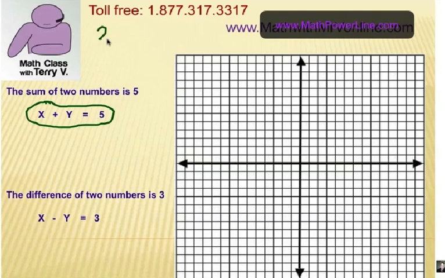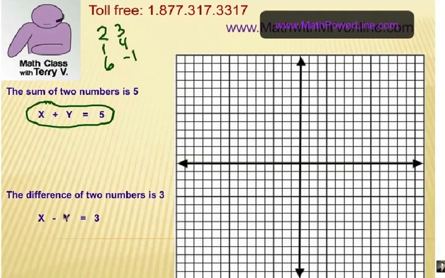Well, right away I can think of 2 and 3, I can think of 1 and 4, I can think of 6 and -1, and so on. So obviously there's more than one pair of answers for x and y. Alright, so that has multiple solutions.